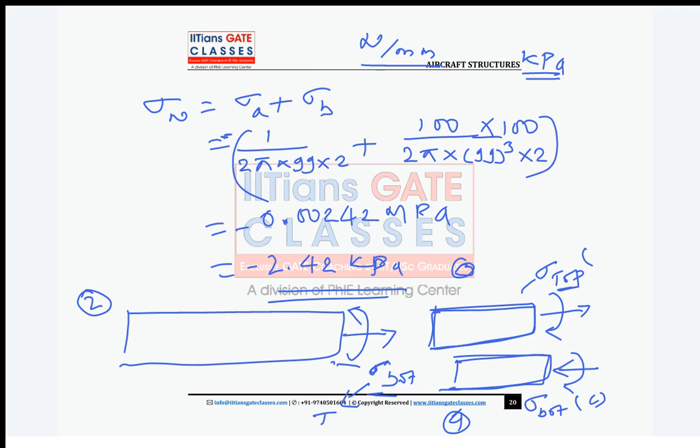Tensile, right? It is tensile. This axial load will create tensile, and bending is what? It's a hogging bending. So on top it is tension. Here on bottom it is tension, and here it is compression.